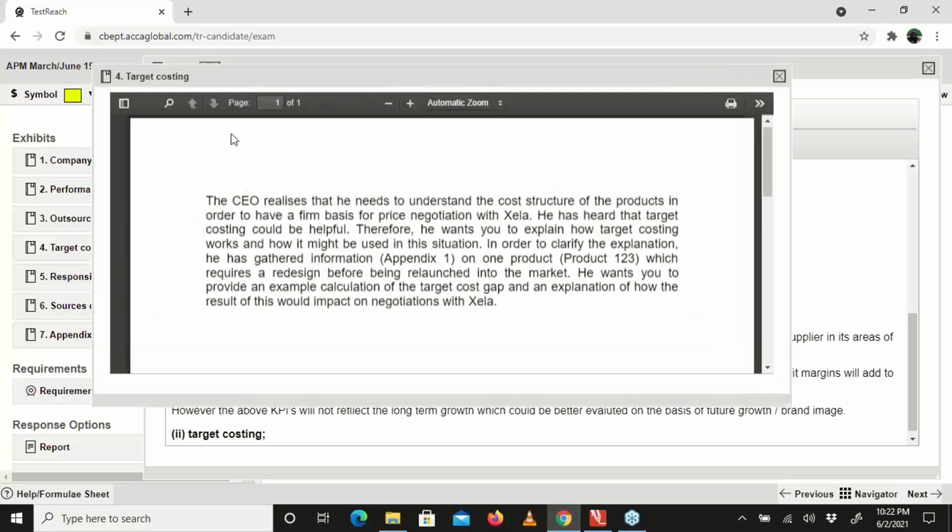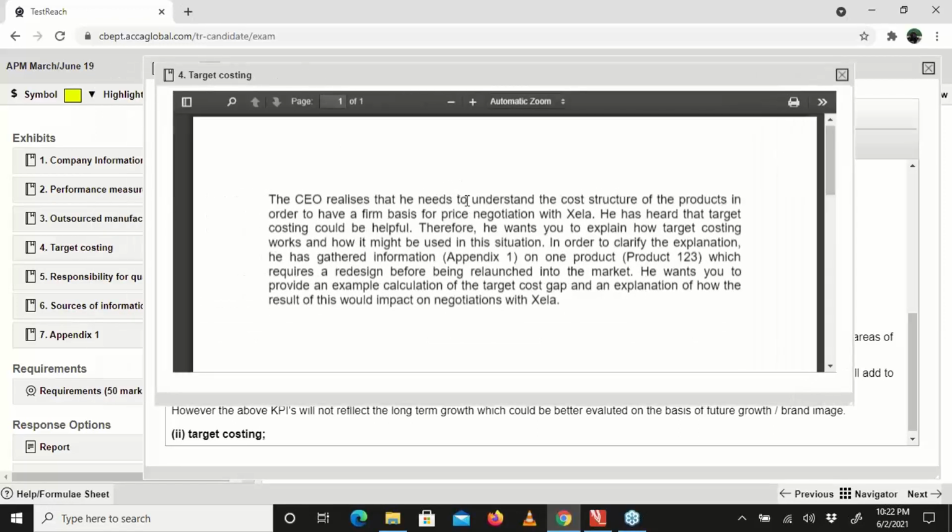He said the CEO realizes that he needs to understand the cost structure of the products in order to have a firm basis for price negotiations with Bela. So he said, "Tell me the cost first. Then I'm going to negotiate." He has heard that target costing could be helpful. Therefore, he wants you to explain how target costing works.